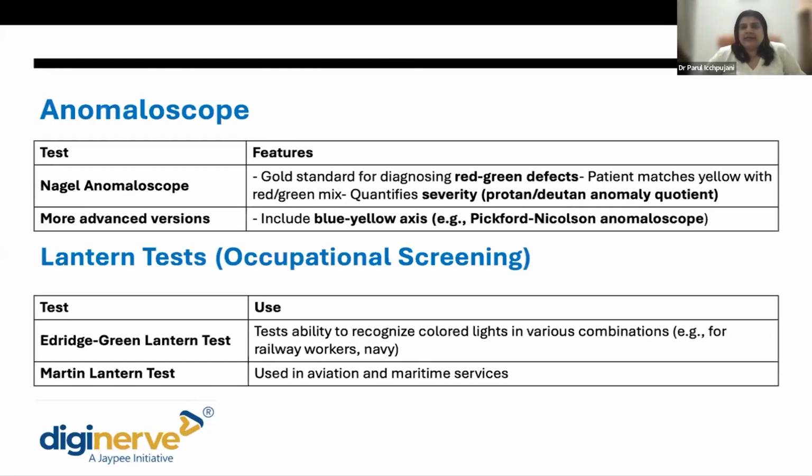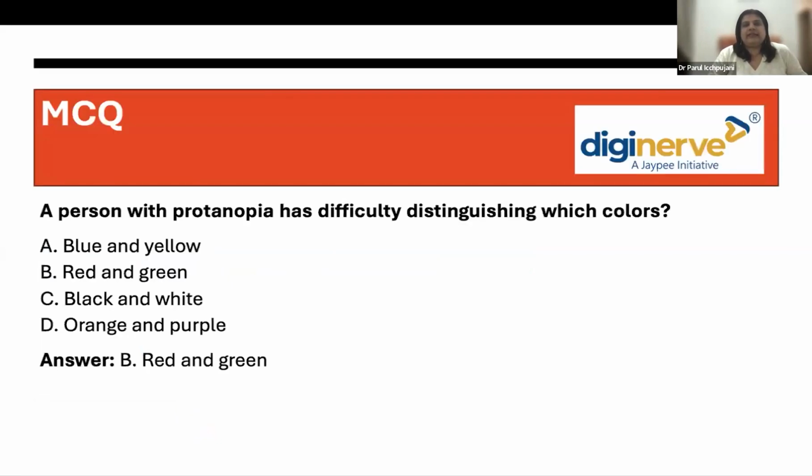For occupational screening, as I did talk about aviators or the train drivers, there we can use the Edridge-Green lantern test or the Martin lantern test. So these are the important occupational screening tests.